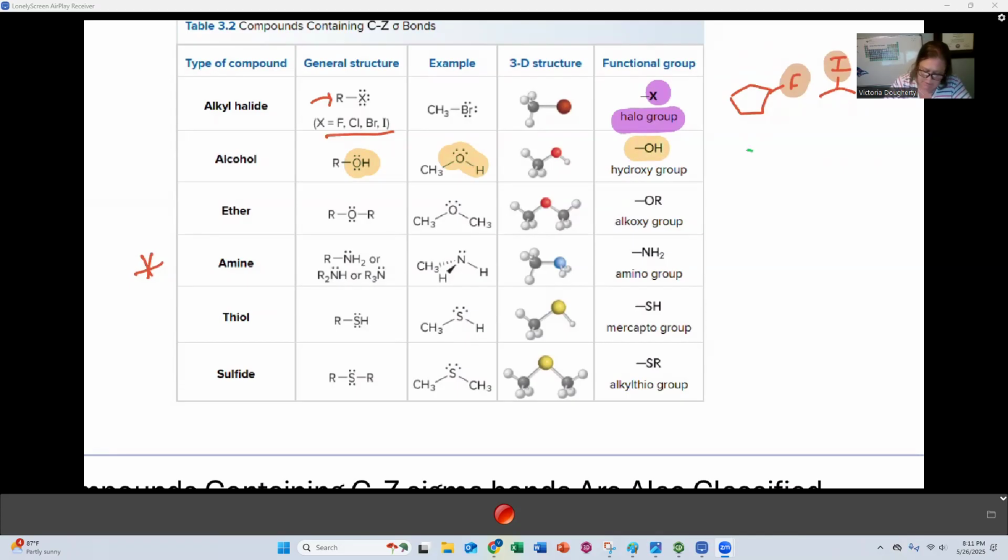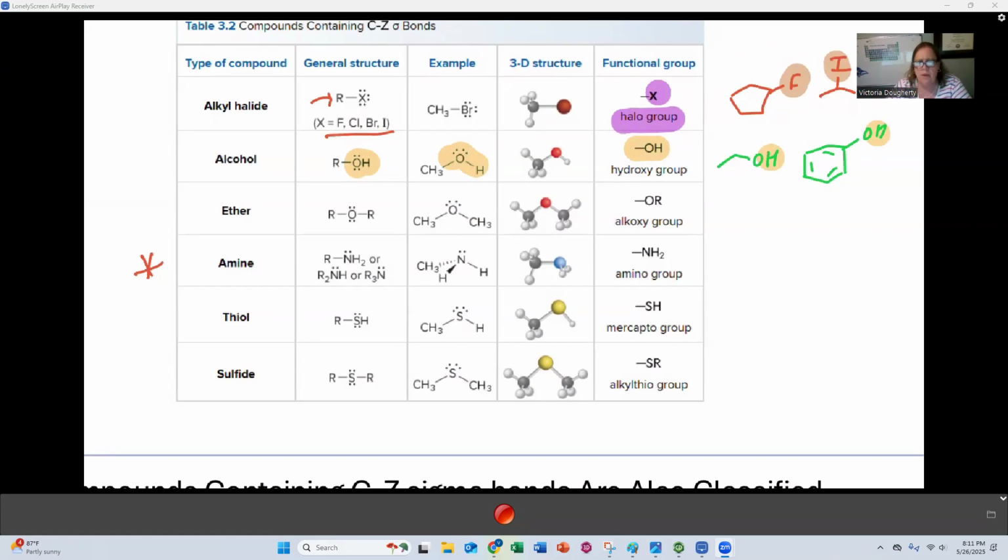This right here is called ethanol. This is the alcohol that we drink. We also have aromatic alcohol, so here's my benzene ring. But because you have that telltale OH, these are both alcohols.